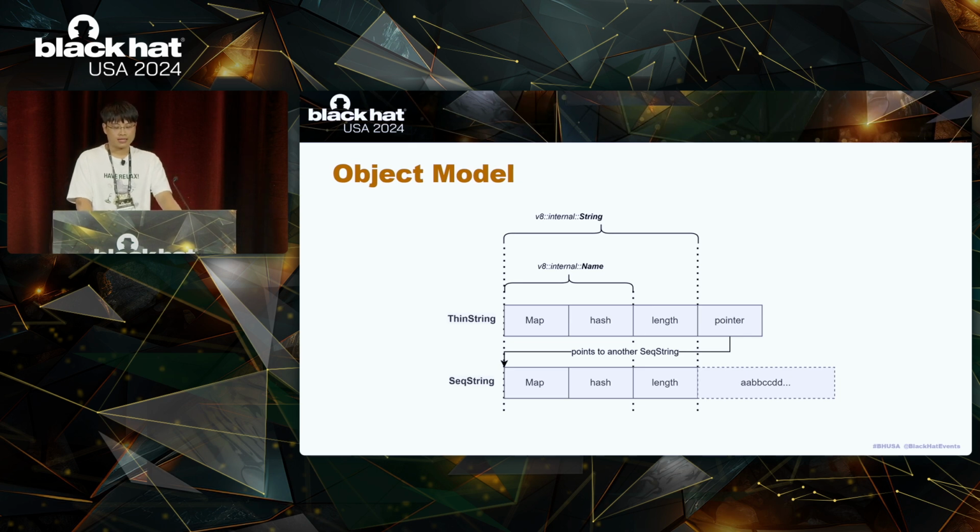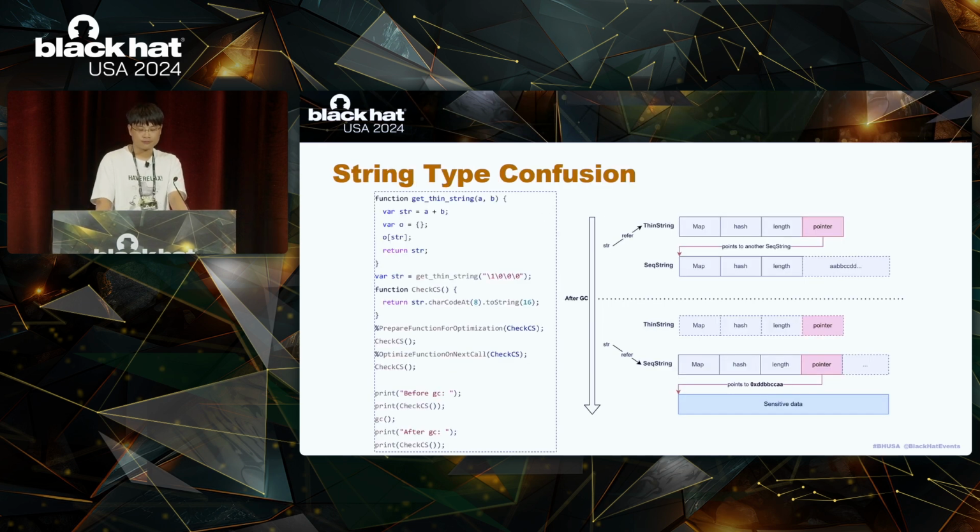Let's take a look at this string object model. We can clearly see that the thinString object does not actually store string data, but rather holds a pointer to a sequence string. The string content is actually stored in the memory of the sequence string structure. In other words, thinString is a reference to the sequence string. So what happens if the optimized function mistakenly identifies the sequence string as thinString? The answer is obvious. We will be able to freely control the pointer values on the thinString structure.